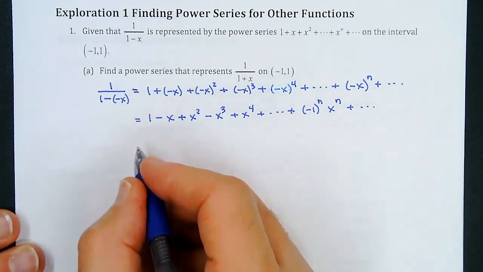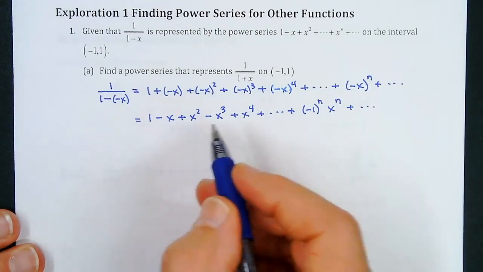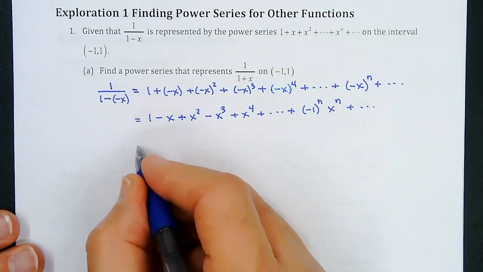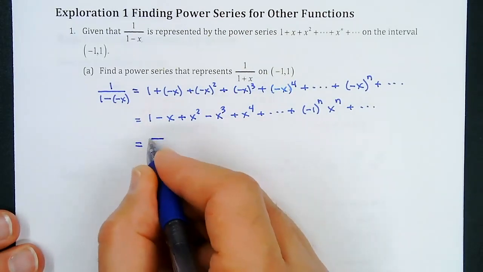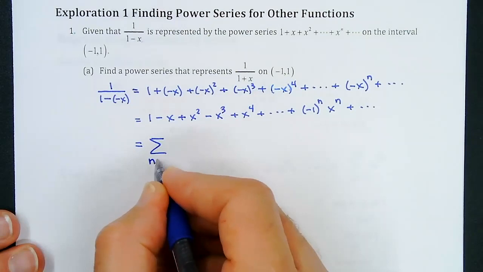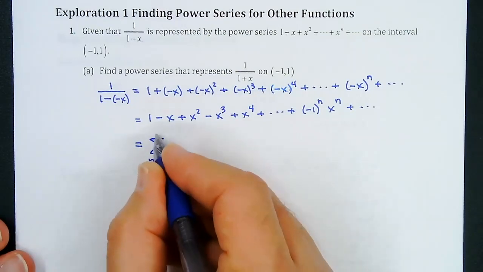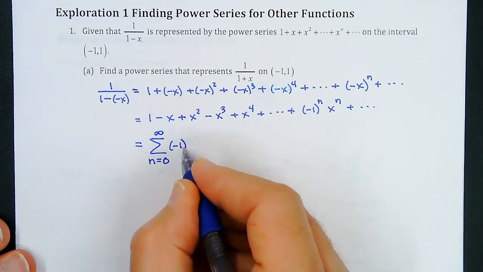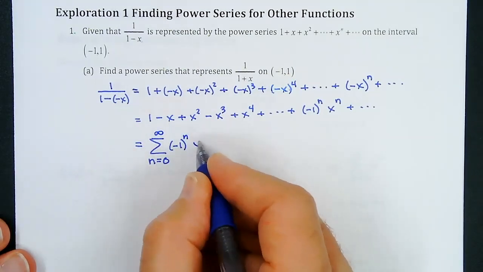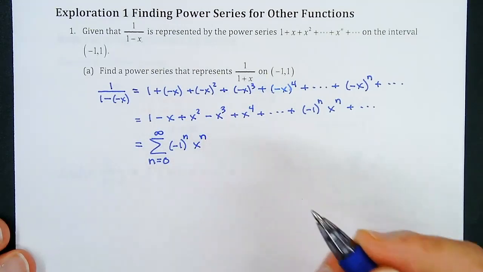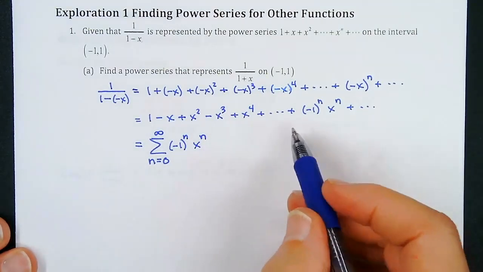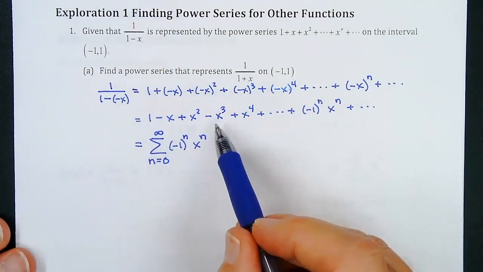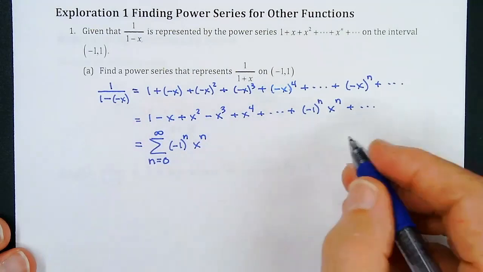So that gives me a way of writing this. What is my r value? Well, it's negative x. So this winds up being sigma n equals 0 to infinity of -1 to the nth power, x to the nth power. And again, what we're multiplying to go from one term to the next is this negative x. Our r is negative x.